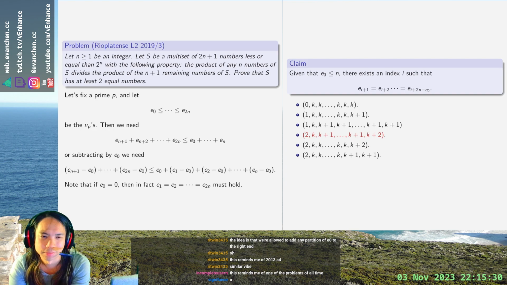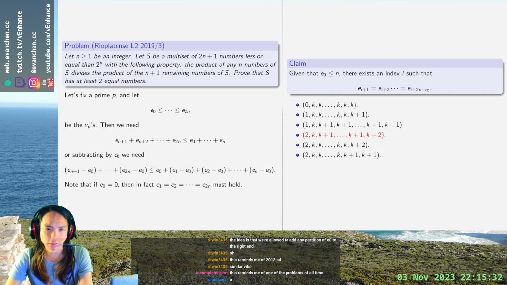Like even e sub n plus 1. So I think the way you write this is, let's just do strictly less than n, because I don't think the equals n case will show up anyways. And then what you can do is write the above inequality. I subtracted by e0, but I think that's not really what I want to do. We actually want to subtract by e sub n, I think.